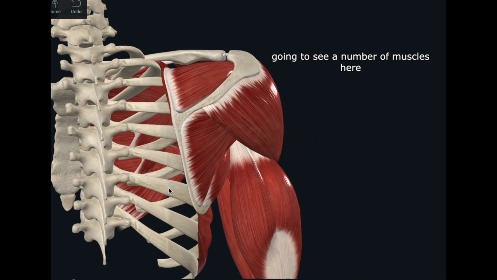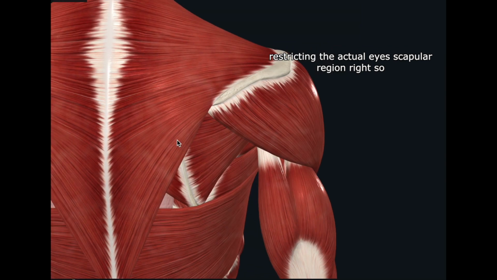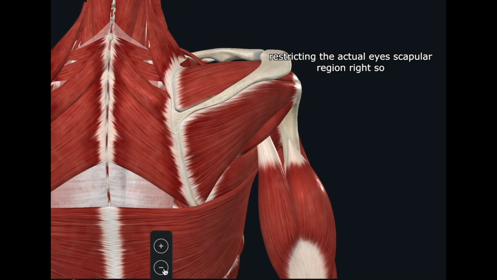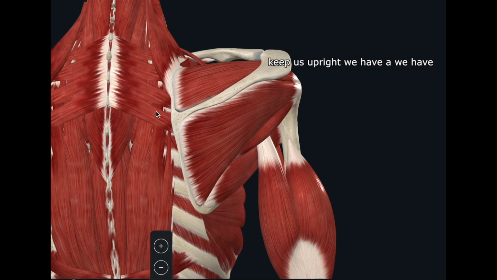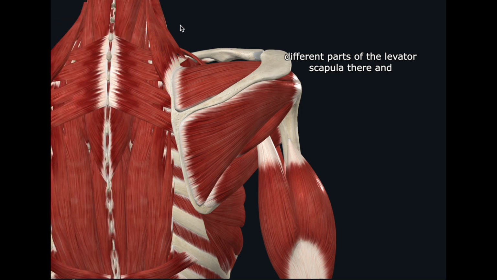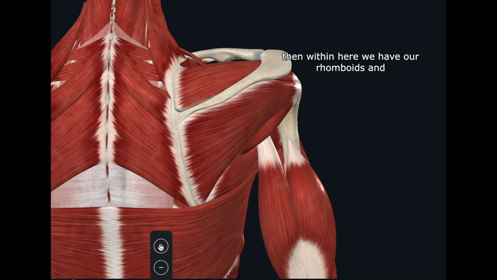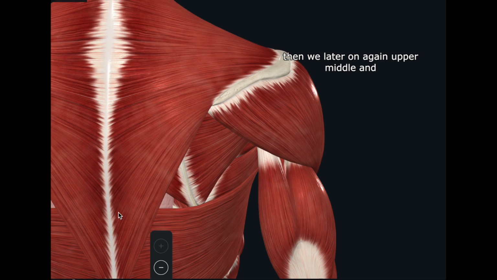Now, if we keep layering on here, that's obviously the arm there. We're going to see a number of muscles here between your upper traps, your middle traps, your lower traps, and the rhomboids that would be restricting the actual scapular region, right? So if we take these layers off, so we can see here we have paraspinals, which help keep us upright. We have part of our serratus posterior here. We have different parts of the levator scapula there. And then within here, we have our rhomboids. And then we layer on again, upper, middle, and lower trap.